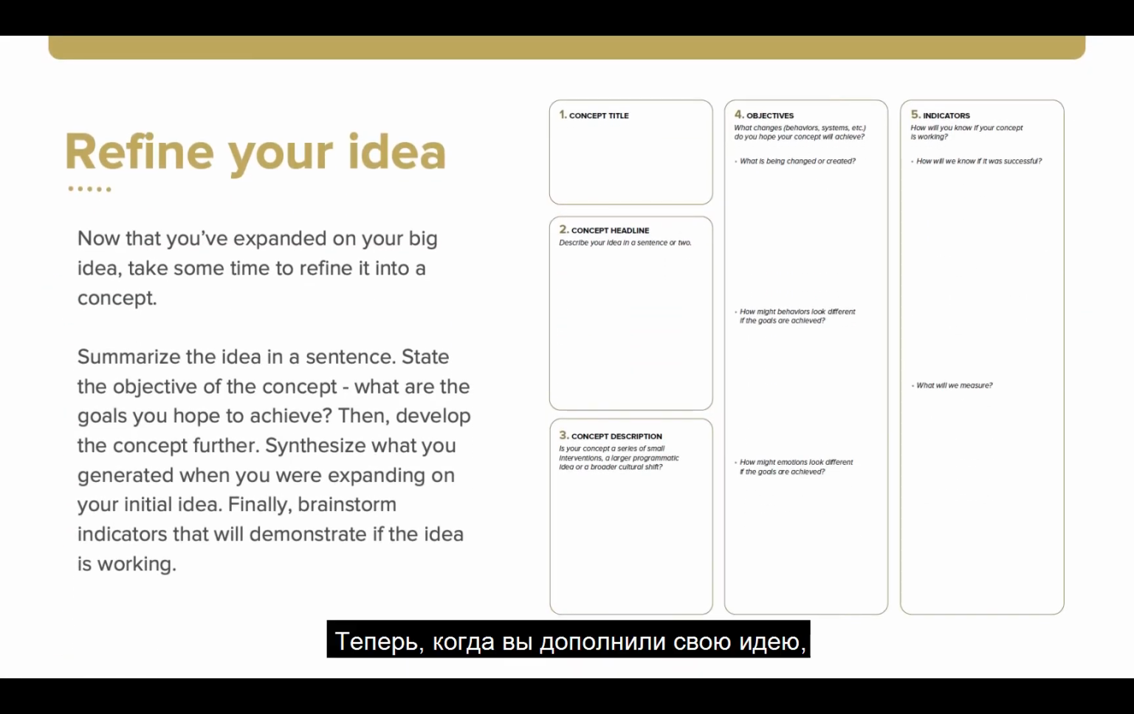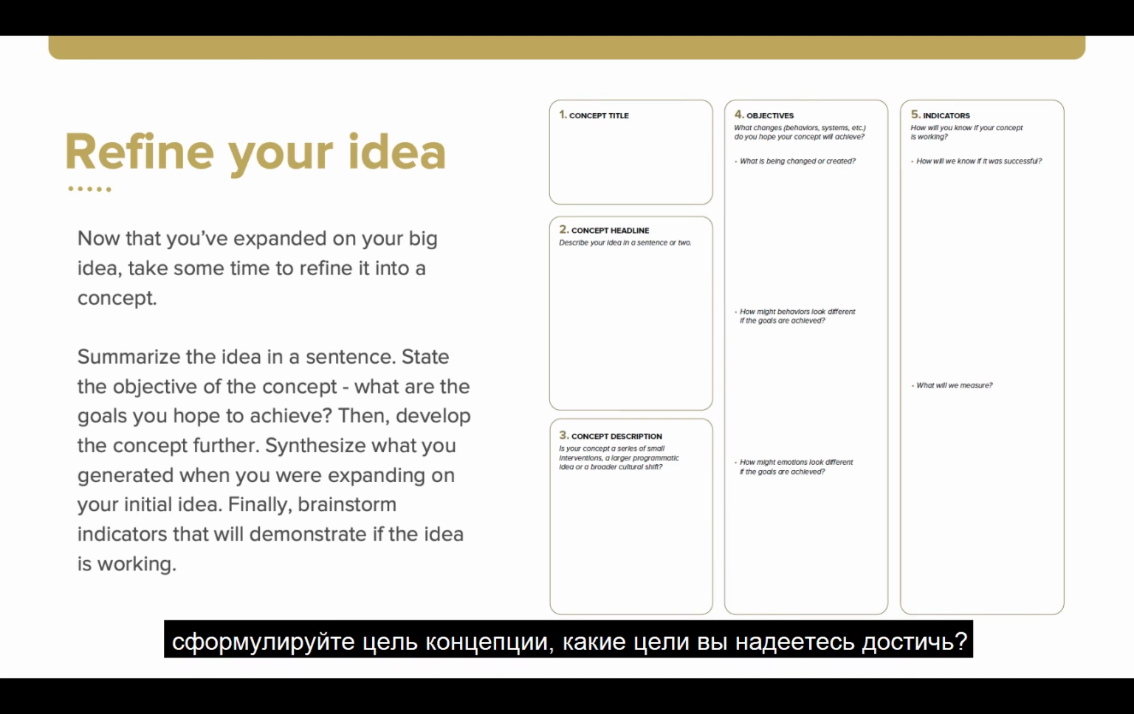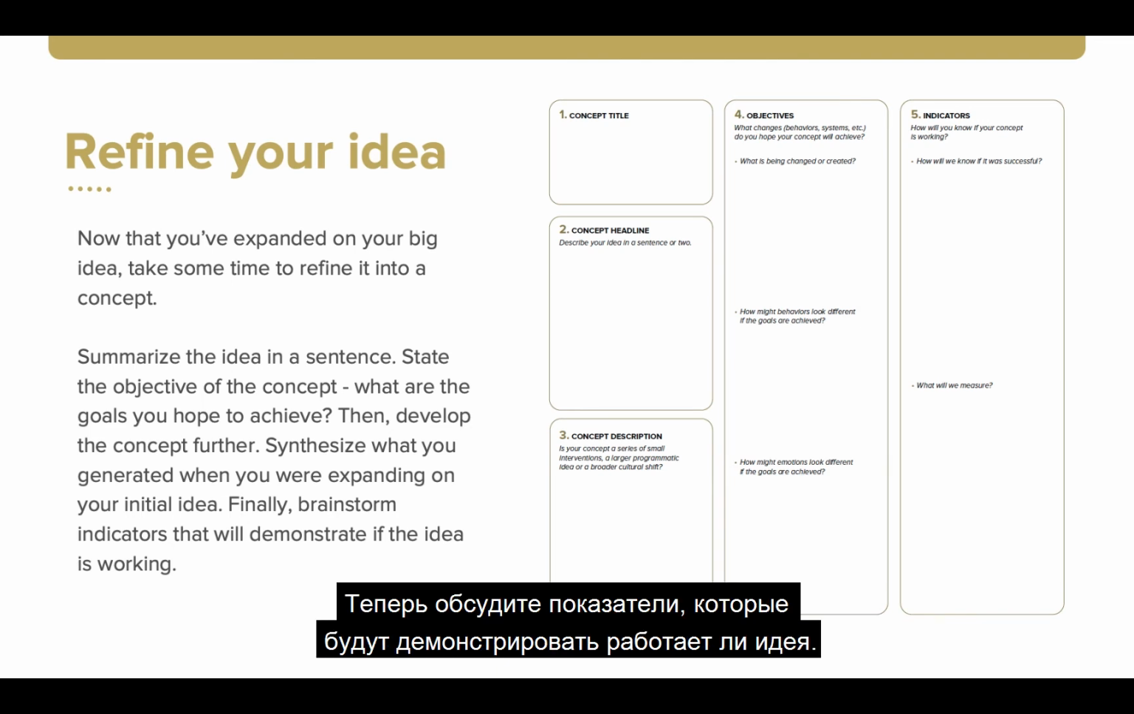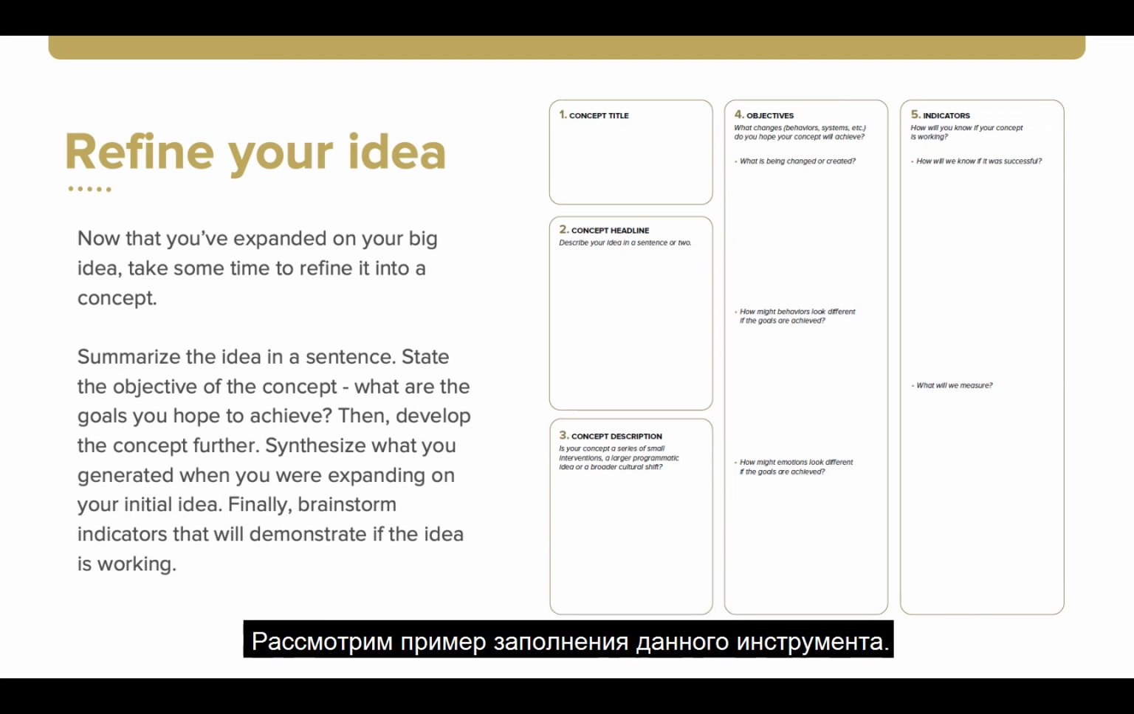Now that you have expanded on your big idea, take some time to refine it into a concept. Summarize the idea in a sentence. State the objective of the concept. What are the goals you hope to achieve? Then develop the concept further and synthesize what you generated when you were expanding on your initial idea. And finally, brainstorm indicators that will demonstrate if the idea is working. Let's see an example of how to fill in this tool.